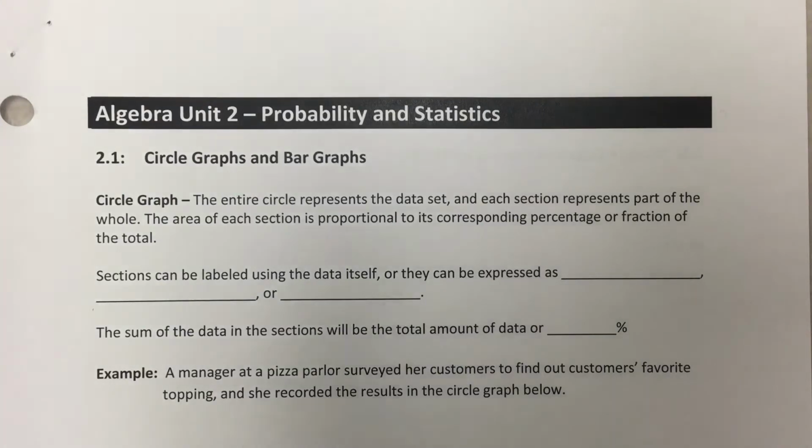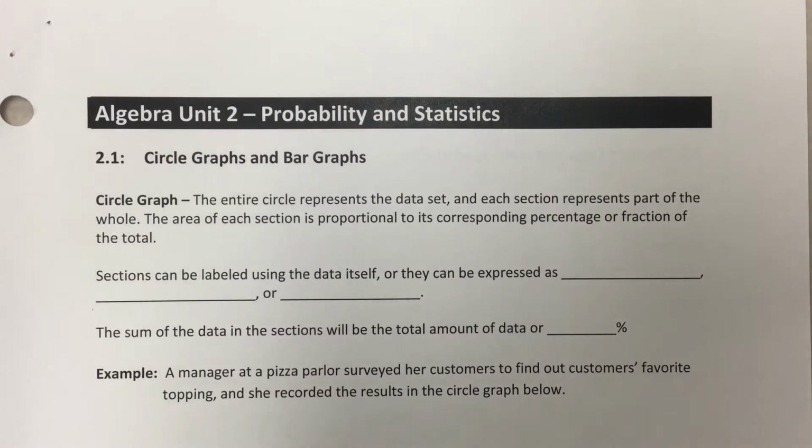All right, we are going to start Unit 2. Unit 2 is all about probability and statistics, and the very first unit is on circle graphs and bar graphs. So with that being said, a circle graph: the entire circle represents the data set, and again, the data set is just all the information you have, and each section represents part of the whole.